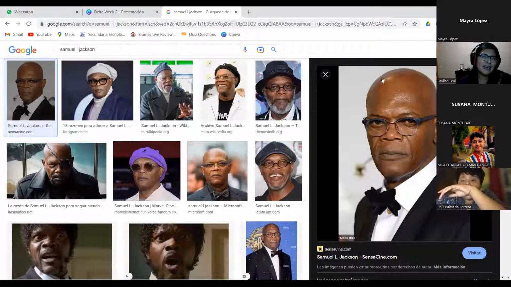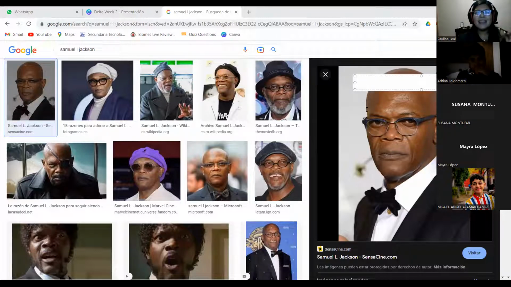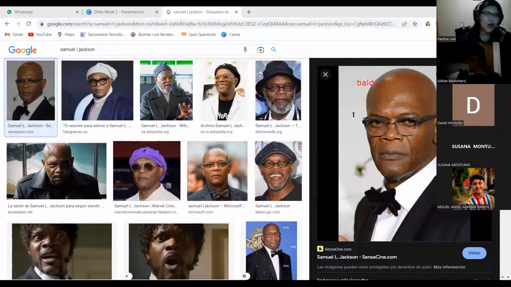¿Cómo dirían que tiene el cabello él? Well, he has no hair. Calvo. Bueno, yes, calvo, exactly. So there is a word, I think I heard someone say it. Creo que escuché a alguien que ya me dijo cómo es. We say bald. When somebody has no hair, we say they are bald. So Samuel L. Jackson here is bald, no hair. So that's another extra word we can add to the vocabulary, bald.